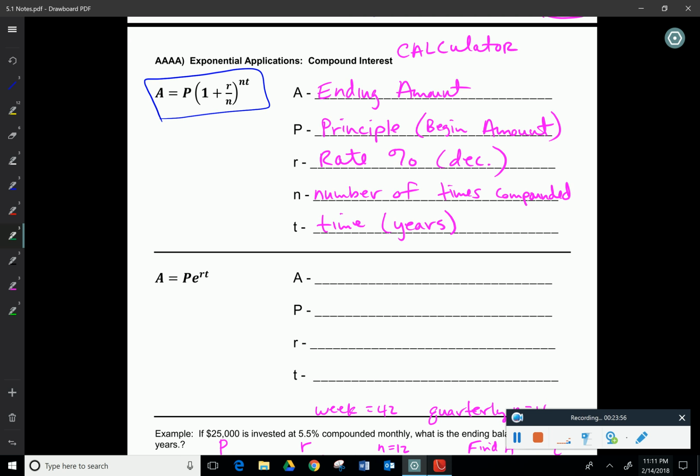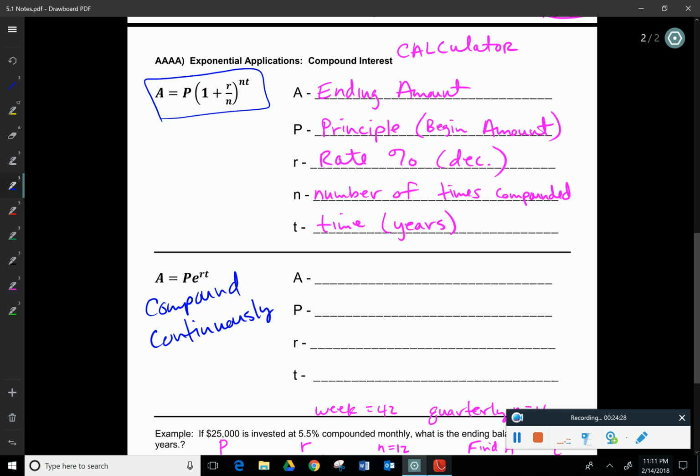So down here, we have a new formula, and this is if you are going to not compound it once or twice or 4 times or monthly or weekly, but what if we compound it not even every day, but what if we compound it every second? So what we say is we're going to compound continuously. So this one is for if we want to compound continuously. So this one you won't be given an n number.